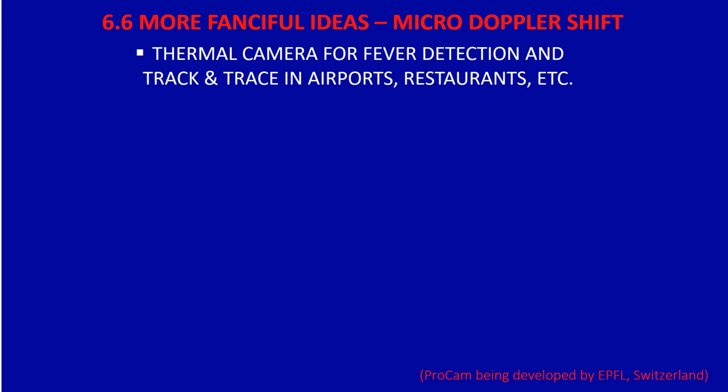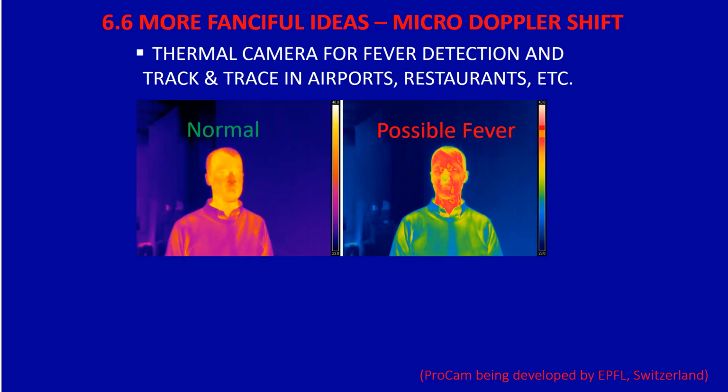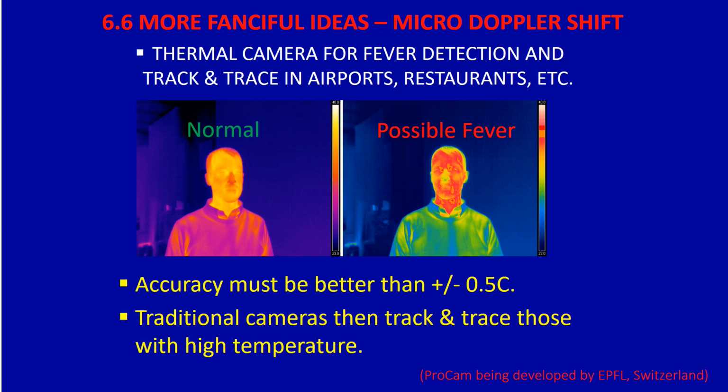So another idea that's been developed at EPFL in Switzerland is ProCam. And the idea here is that you have a thermal camera for fever detection, and it could be in airports or restaurants. There's nothing new about having a camera to look at whether you've got a fever or not. But the difference with this particular camera that they've developed is that its accuracy is very sensitive, so it must be better than plus or minus 0.5 degrees centigrade.